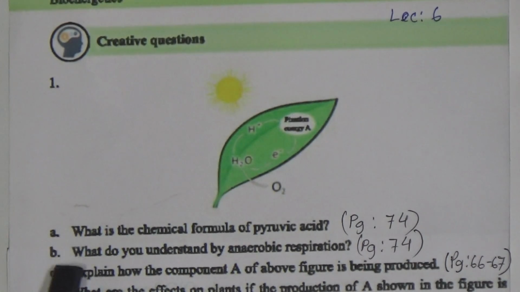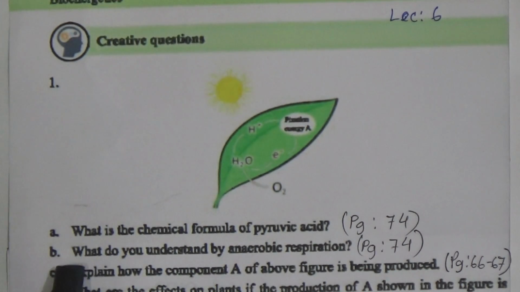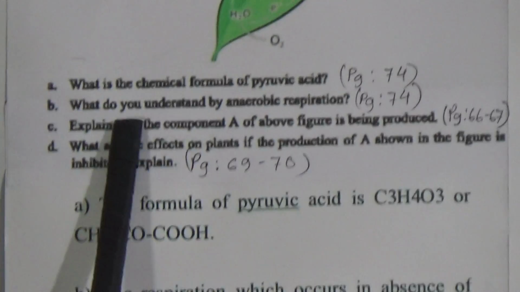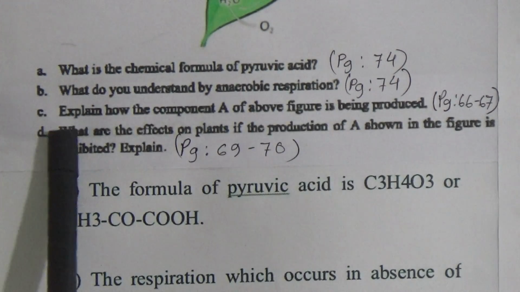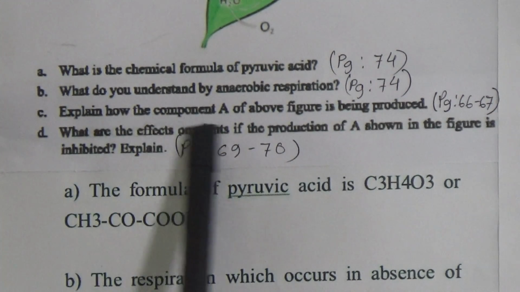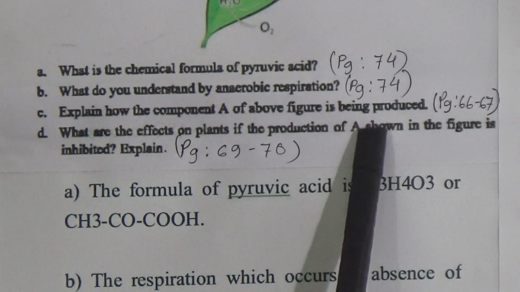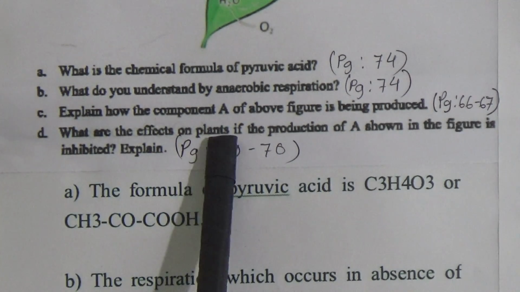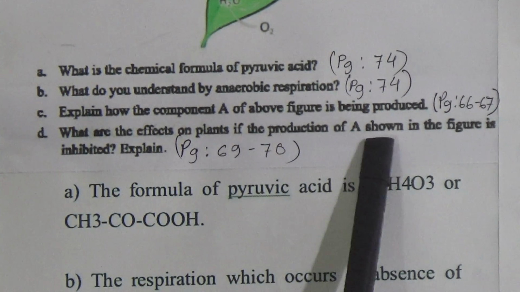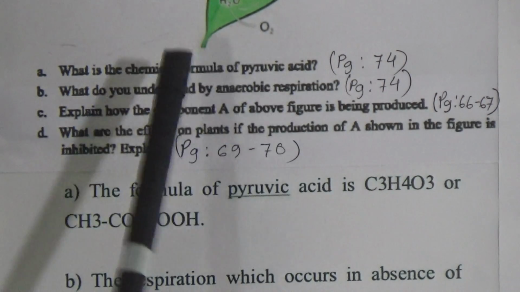Now come to question A. What is the chemical formula of pyruvic acid? And B. What do you understand by anaerobic respiration? C. Explain how the component A of the above figure is being produced. And D. What are the effects on plants if the production of A shown in the figure is inhibited? Explain.